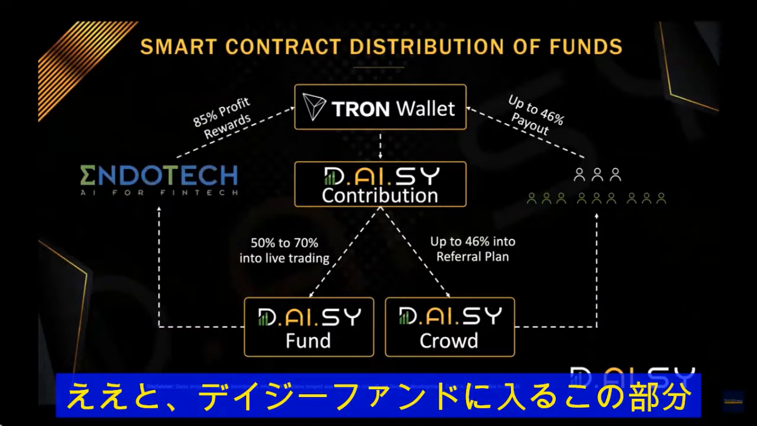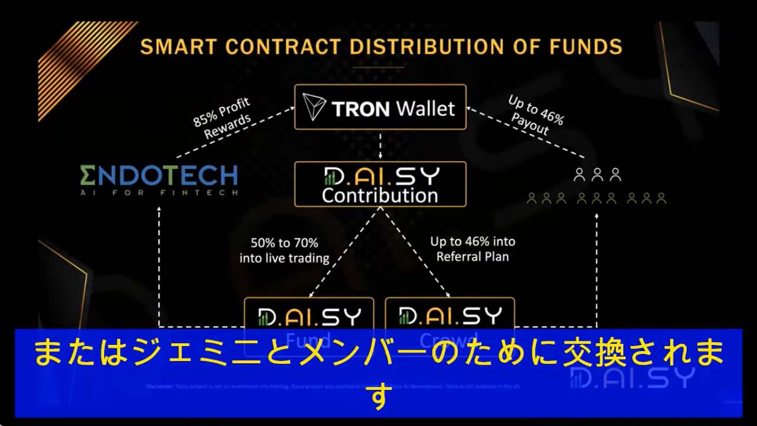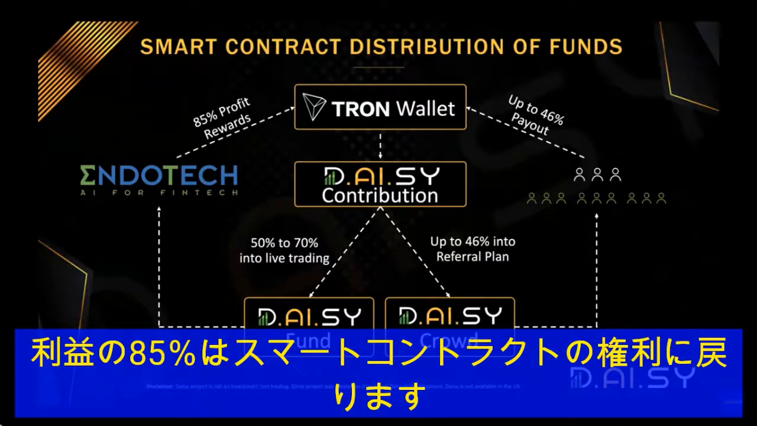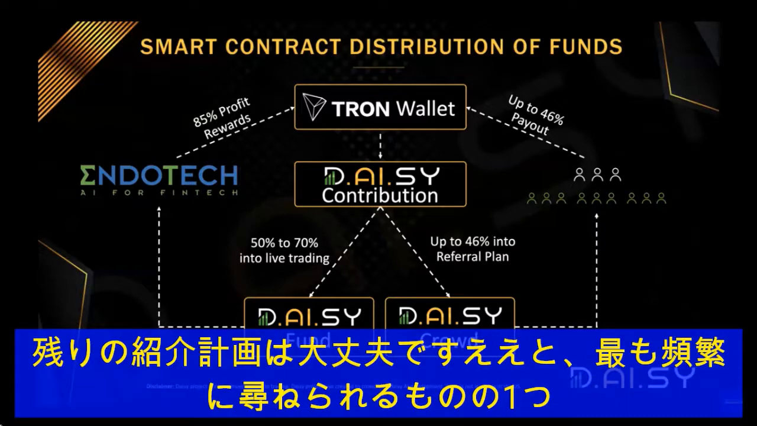This portion that goes into DAISY fund will be sent to Endotech brokerage accounts on Binance or Gemini and will be traded for the members. And 85% of profits will go back to the smart contract, right? 70% will go to members, 15% will go to the residual referral plan.